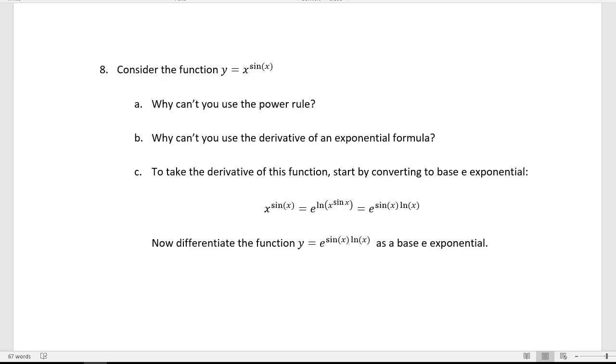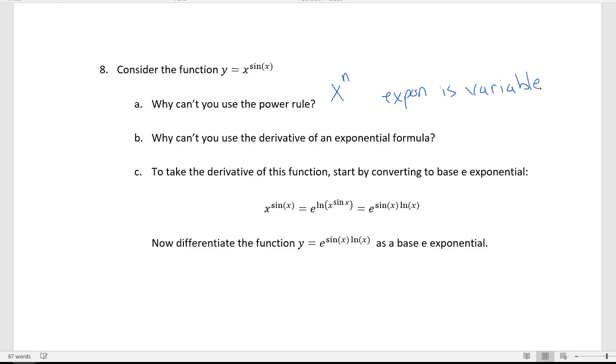Okay, so you've tried this, you've unpaused the video, let's talk about this together. So here's a function, y equals x to the sine x. And ultimately we want to take the derivative of this function. So letter A, I ask, why can't you use the power rule? Keep in mind, the power rule needs a variable in the base and a fixed value in the exponent. I don't have a fixed number in the exponent. I'm going to say the exponent is variable.